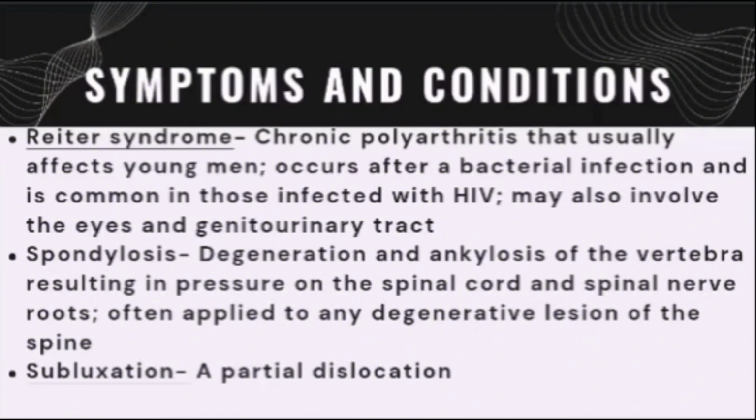Next is subluxation, a partial dislocation. A subluxation is an incomplete or partial dislocation of a joint or organ. According to the World Health Organization, a subluxation is a significant structural displacement and is therefore always visible on static imaging studies such as X-rays. Subluxation is the medical term for a partial dislocation.